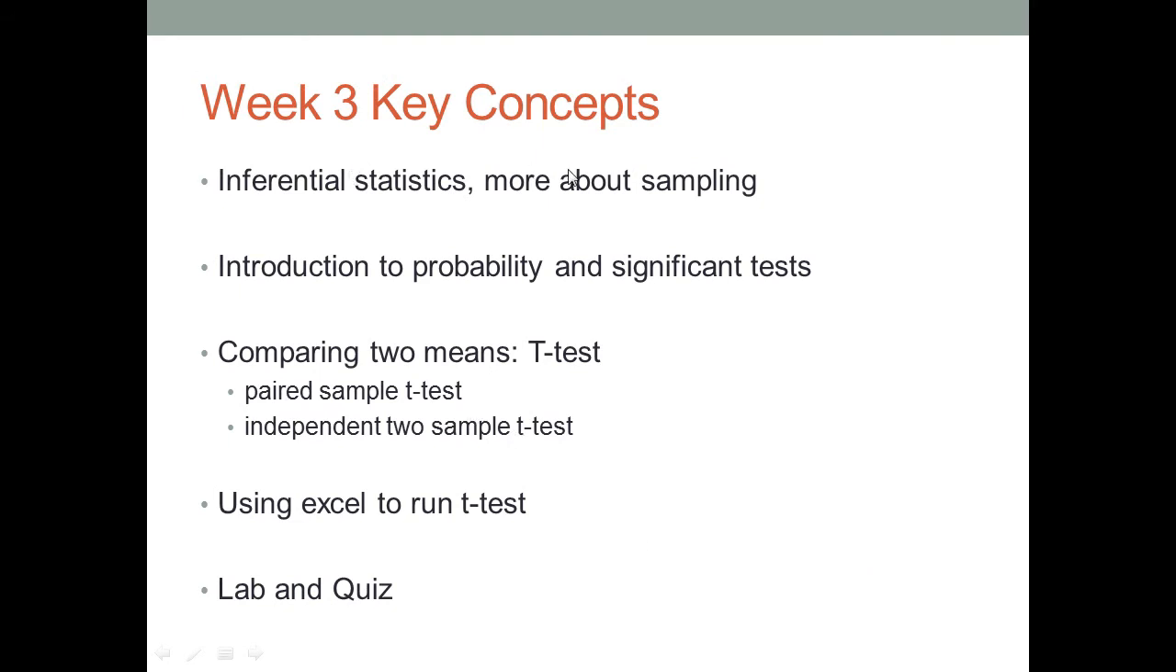So week 3 is fairly heavy. We will talk more about sampling strategies and talk about probability and tests of significance. So we want to know what the p-value is about. And then comparing two means. How do we know the two sets of scores are statistically significantly different from each other? Okay. And then you will use Excel to run a t-test. So there is a lab and also a quiz for this week.